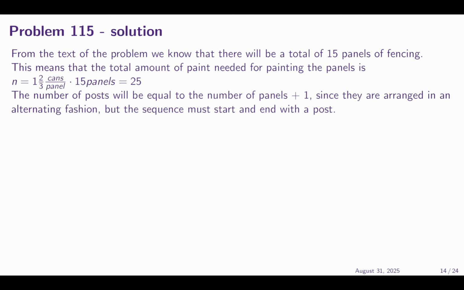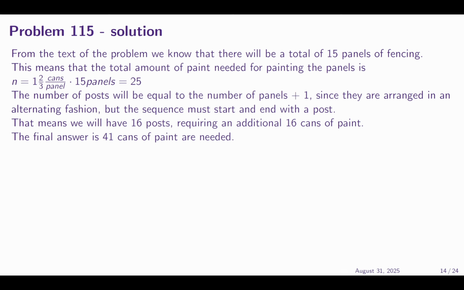Now the number of posts will be equal to the number of panels plus 1, since they're arranged in an alternating fashion, but the sequence must start and end with a post. Therefore, we're going to have 16 posts, requiring an additional 16 cans of paint. The final answer is therefore 41.